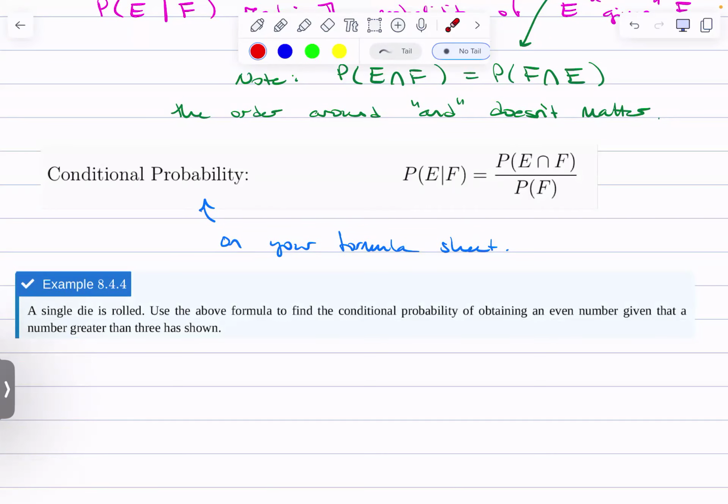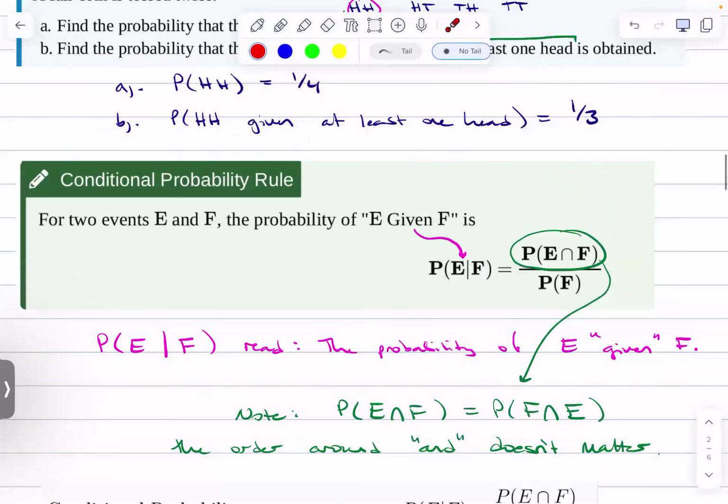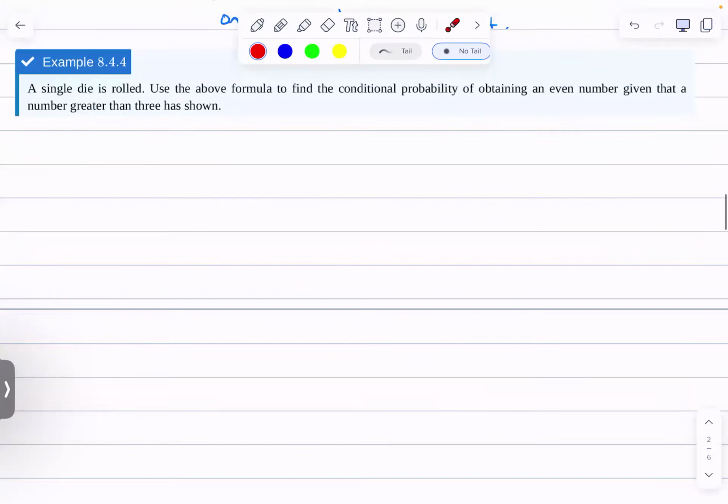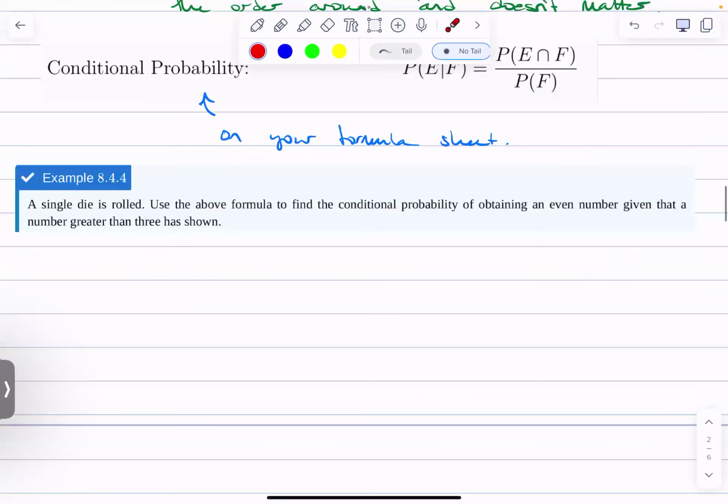Now we're going to solve this problem: find the probability that the result is even given that the result is greater than 3, but using the formula instead. We already know the answer. A single die is rolled. Use the above formula to find the conditional probability of obtaining an even number given that a number greater than 3 has shown.